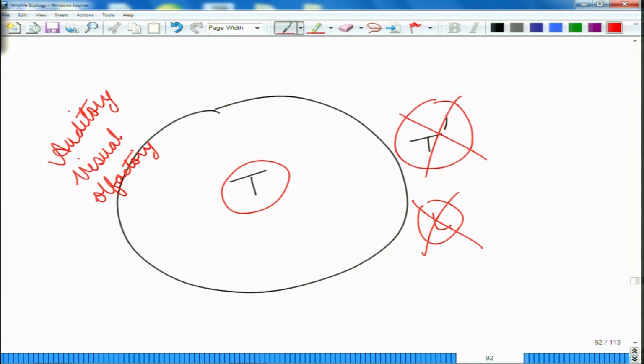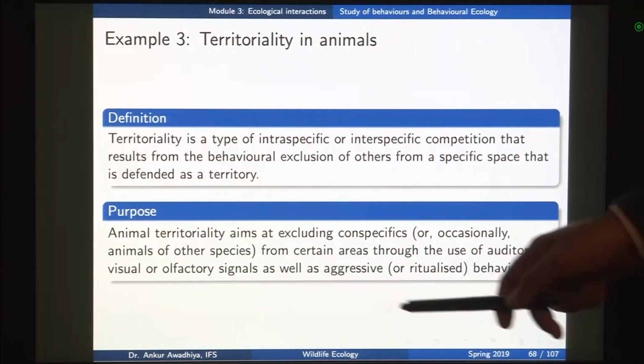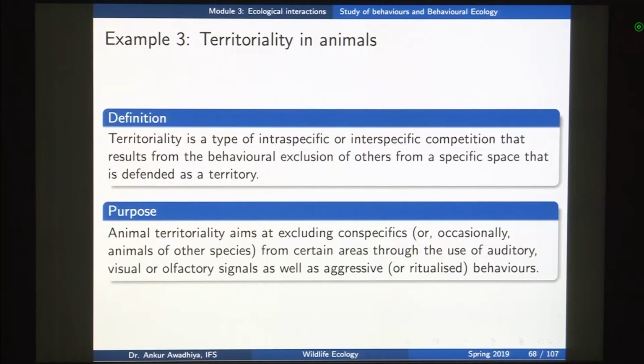Olfactory signals means that this tiger will go close to a tree and then it will give out a spray of urine on that particular tree, so that it is giving out its smell that this is my area. So, by doing all of these different behaviors, it is excluding others from its own territory, and this might also involve aggressive behaviors. Aggressive behaviors is when one tiger attacks another.